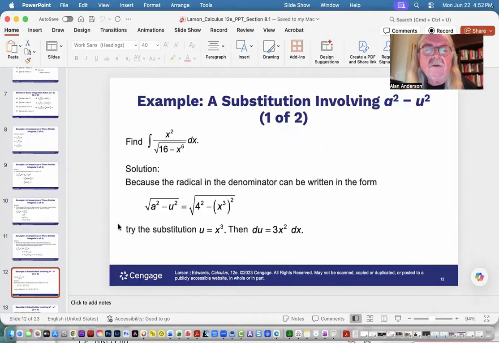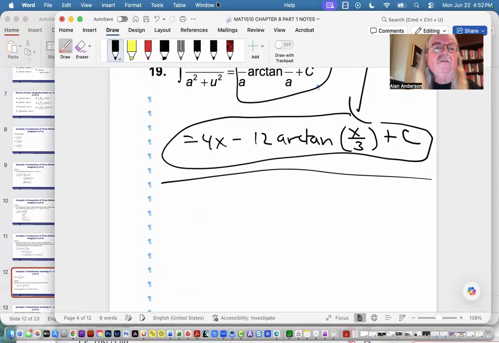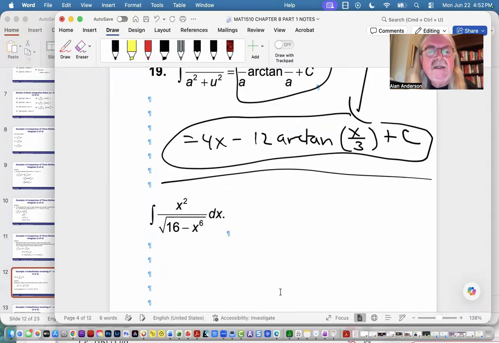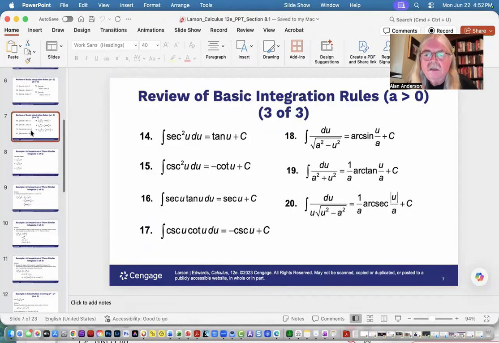Anyway, so here's another one. So again, the first thing we need to do is look at our rules, our basic rules. And you can see, let's go take a look at them. We need a square root with some constant squared minus u squared. Ooh, this one looks promising. Hold on, let's try this one.